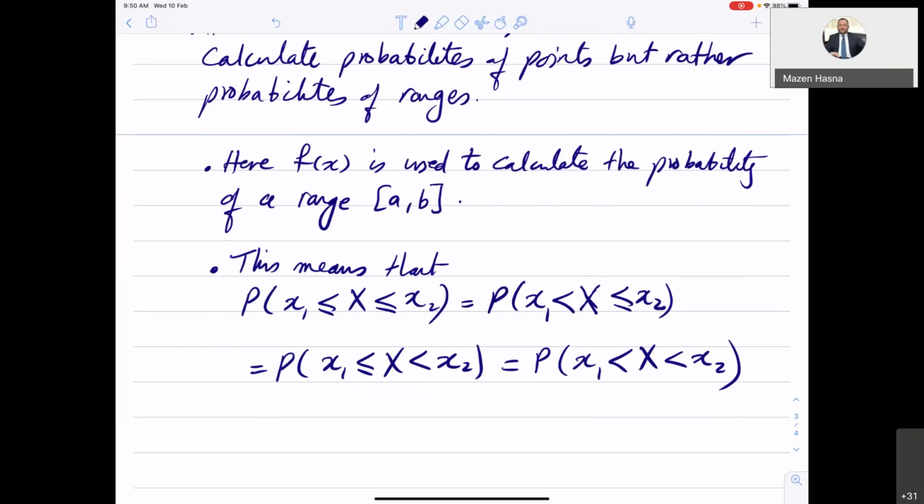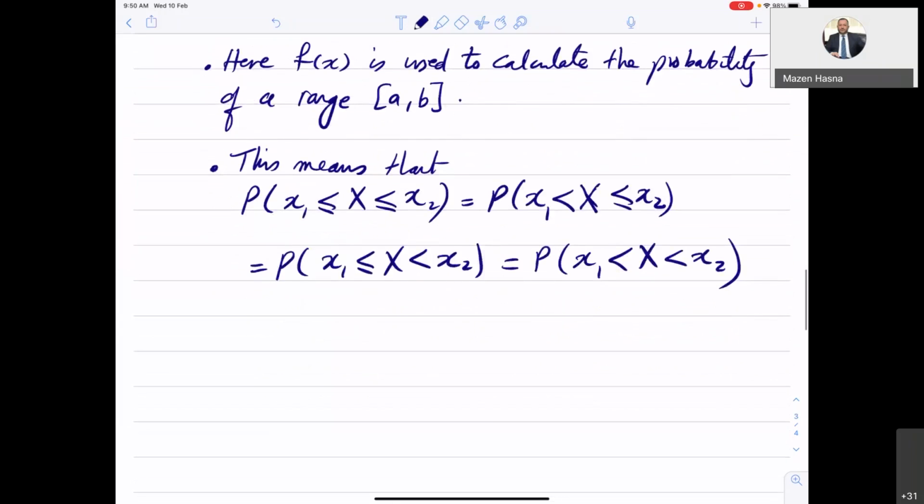Let's do an example. Let me see what examples I have. Okay, I have this example.